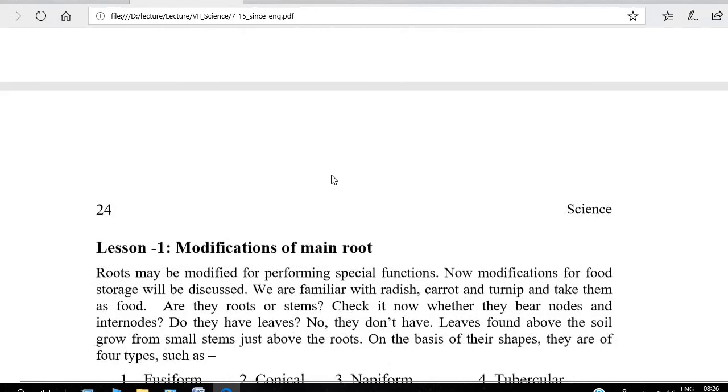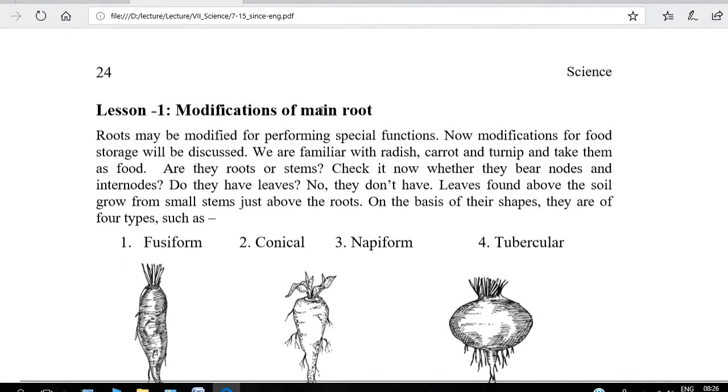Okay, let's go to our first lesson: the modification of main roots. The roots may be modified for performing special functions. Some modifications are for food storage, which we'll discuss. We are familiar with radish, carrot, and turnip, and take them as food. Are they roots or stems? Check whether they bear nodes and internodes.